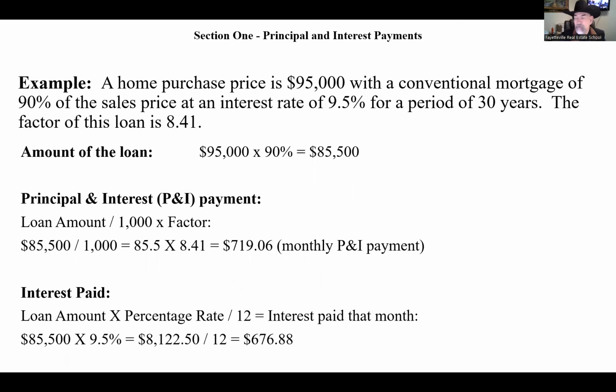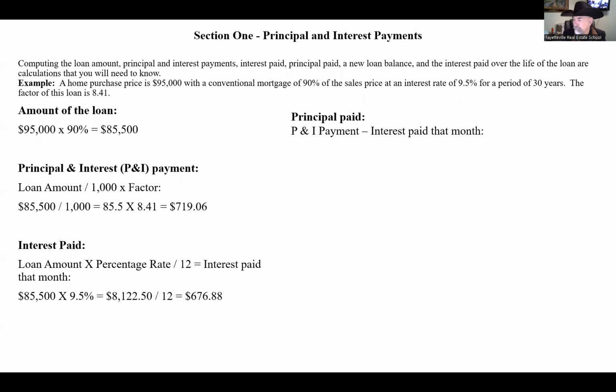So 85,500 times 9.5% interest rate will give us interest for a year of $8,122.50. We divide that by 12, and that gives us interest for the very first payment of $676.88. Now it's easy to calculate how much of the $719.06 payment will go toward principal, because we're just going to deduct this interest payment of $676.88 from the $719.06.